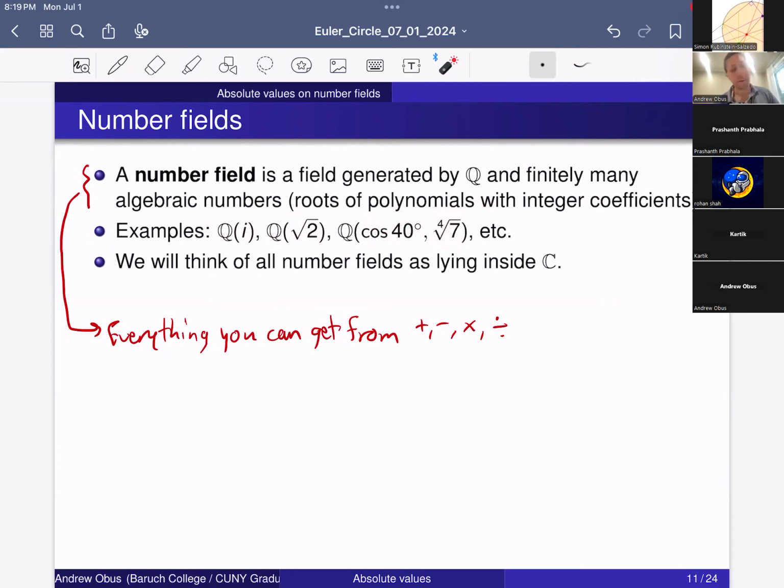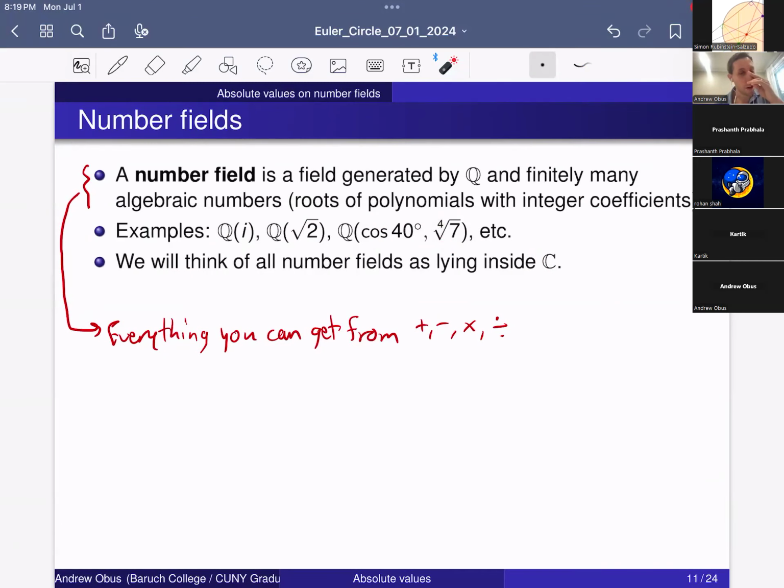You can do cosine of 40 degrees, which satisfies some 6th degree polynomial with integer coefficients. So you can throw in however many algebraic numbers you want, as long as you keep it finitely many. And these are all going to be number fields. Sometimes it's not as easy to write a number. Sometimes you just have to say, here's a polynomial, we'll throw in a root of the polynomial. And that's fine. And all of these number fields we're going to think of as lying inside the complex numbers.